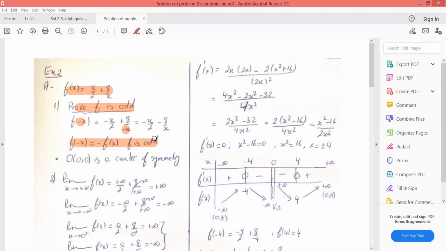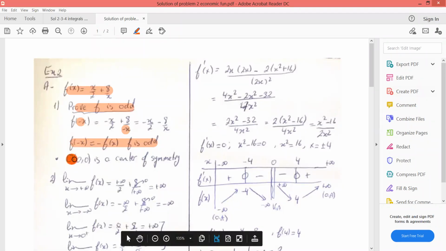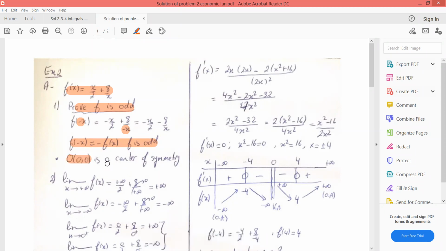But then the question is, interpret geometrically the result. How to interpret geometrically the result? If the function is odd, then O, yes? Okay, we say that O is a center of symmetry. Every odd function has O as a center of symmetry. Okay, this is the geometric interpretation.